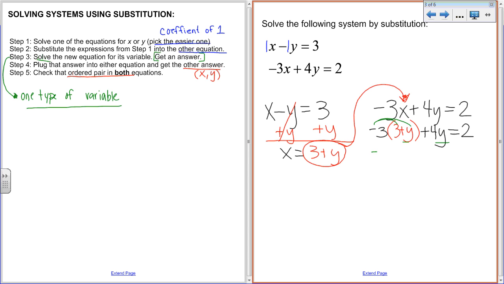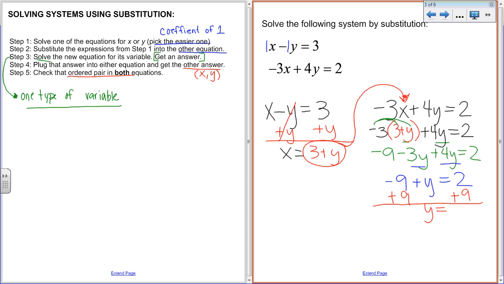Distribute negative 3, so you get negative 9 minus 3y plus 4y equals 2. We're going to add these like terms, so you get negative 9 plus y is equal to 2. And then we're going to end it by adding 9 to each side. And we get y is equal to 11.